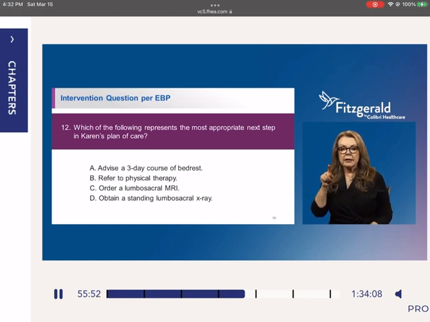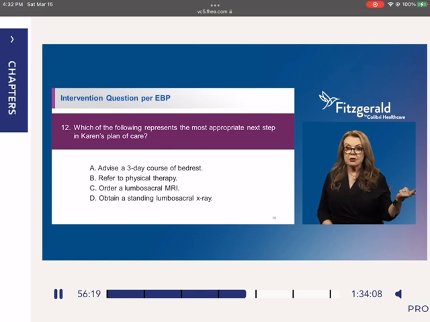Is there any reason to rule in, rule out fracture on Karen? None. Zero. No trauma history. She's not a big osteoporosis risk. So I would eliminate D. What about getting a lumbar sacral MRI? She does have an abnormal neuro exam. And the answer, once again, is no. Conservative therapy for 4 to 6 weeks. Some sources will even say 8 weeks before you go ordering specialized imaging.